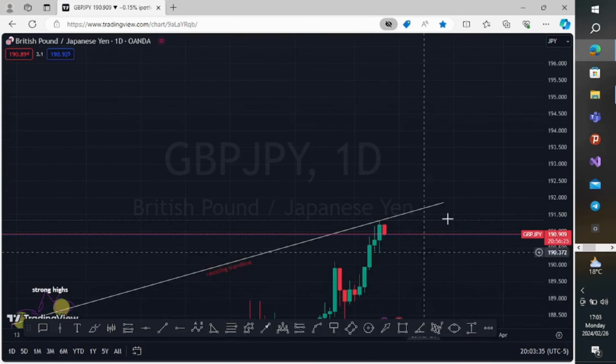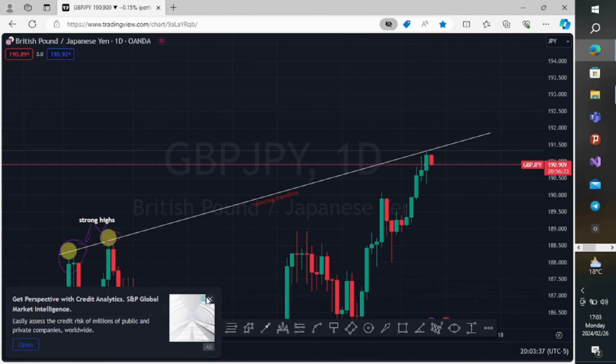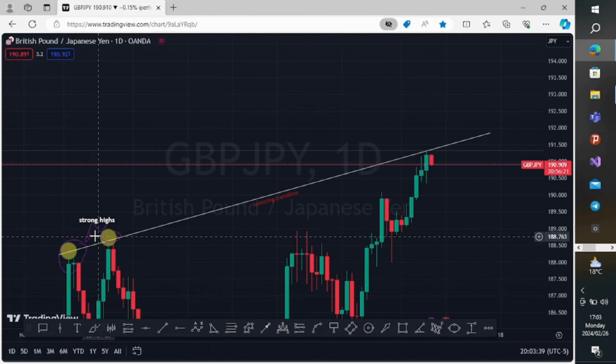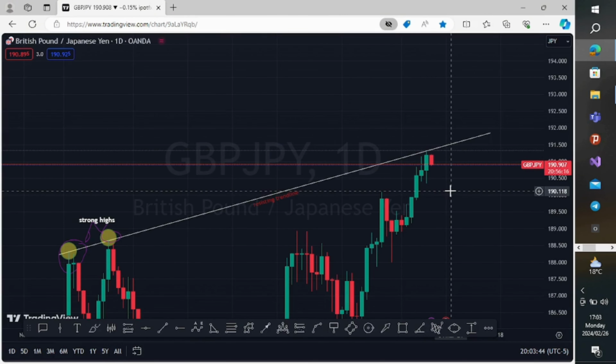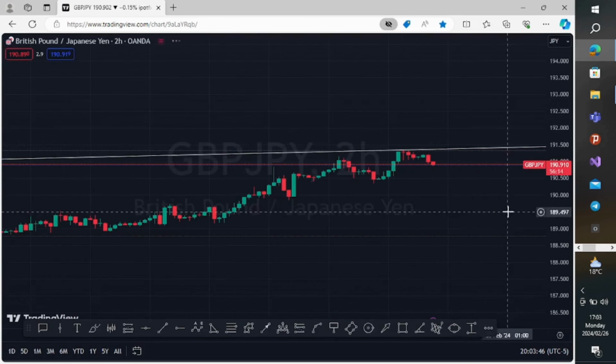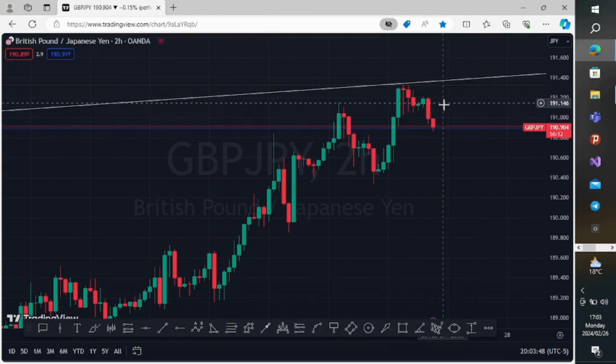So from this area, since I have this combination of strong highs making this trend line strong, that's why it led me into taking those particular sells from this area.